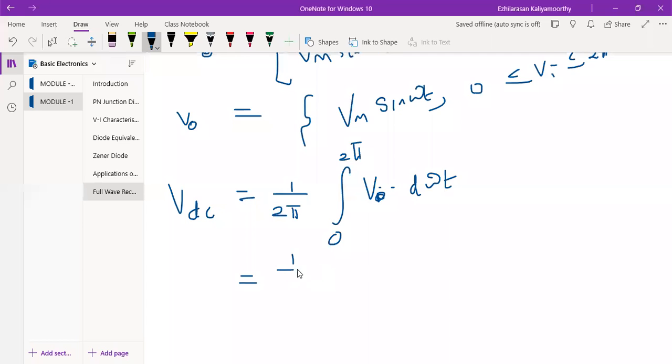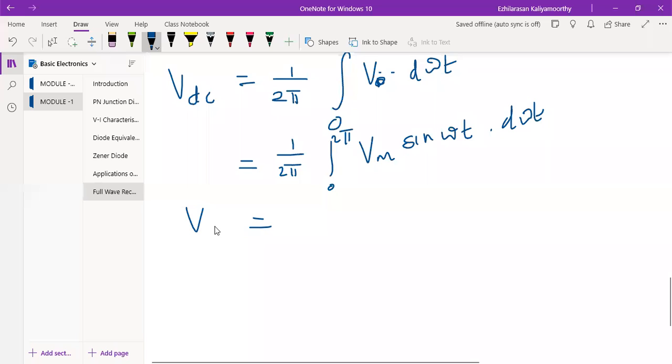It is nothing but 1 by 2 pi, integration from 0 to 2 pi, of Vm sine omega t into d omega t. Now do the integration of this. I'm writing the final answer, as the integration part was already done. We'll get 2 times Vm by pi.